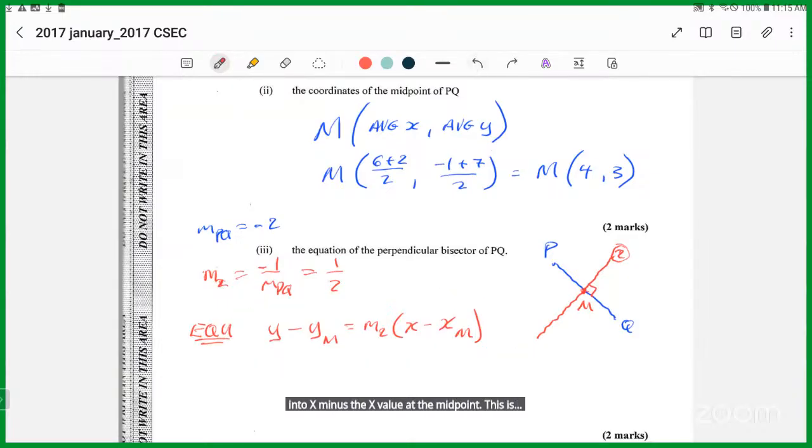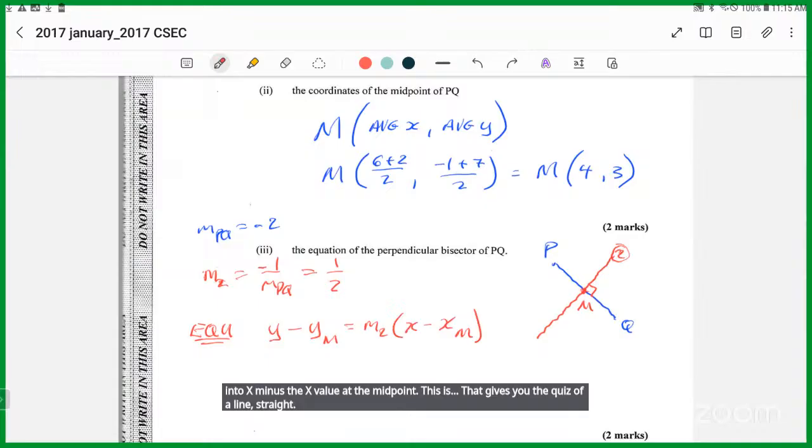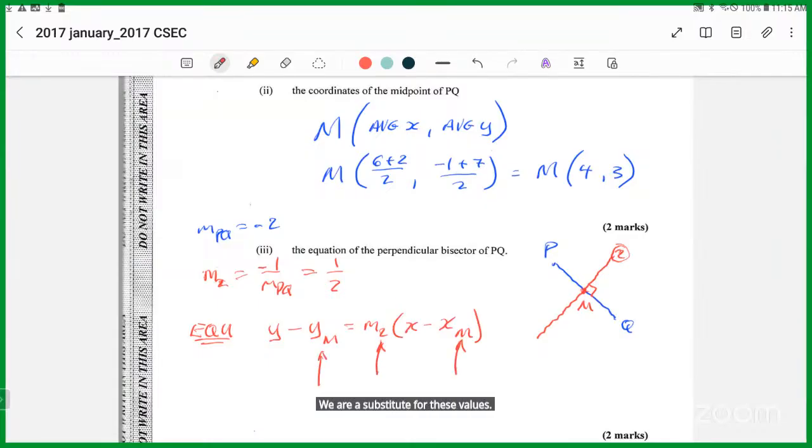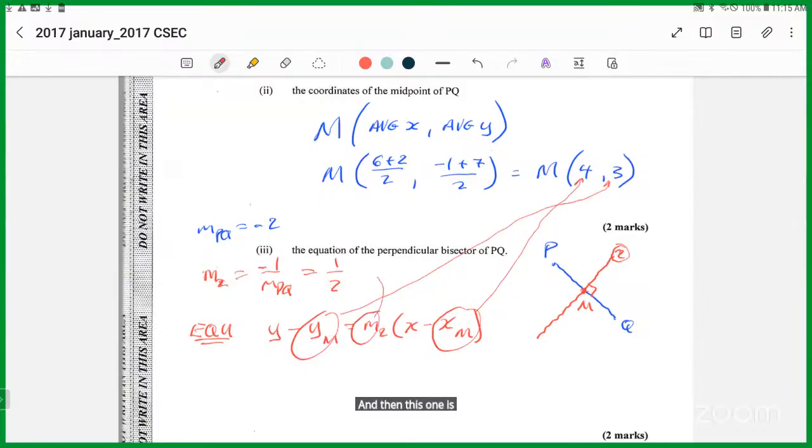That gives you the equation of a line. When you substitute for these values that you should know, what are those values? This value is the y value at the midpoint, and this is the x value at the point. Let me put them exactly what they are. So this value is the y value at the midpoint. This value is this one, and then this one is the gradient right here. Substitute those values in, simplify it, and you have the equation.